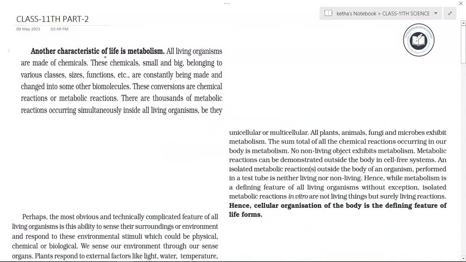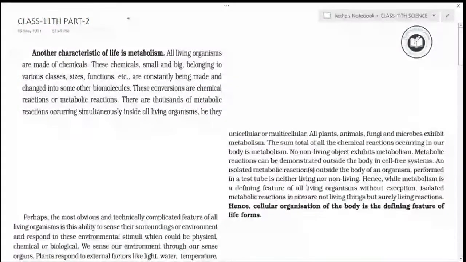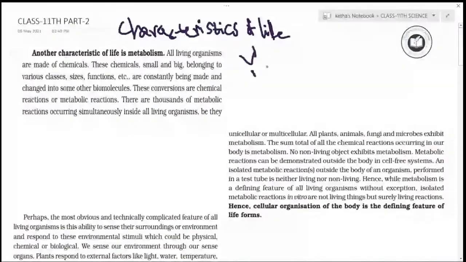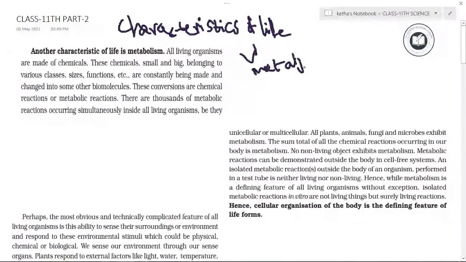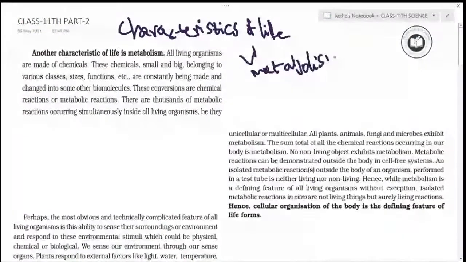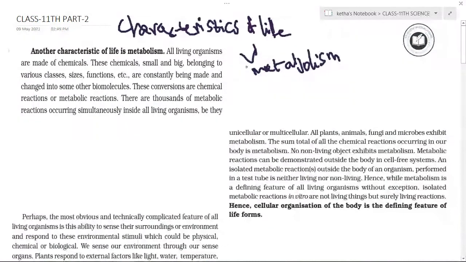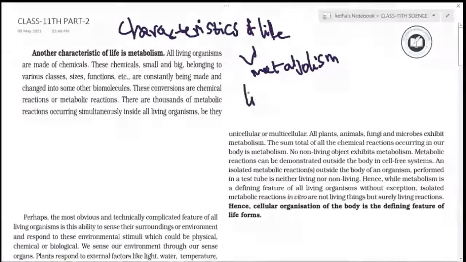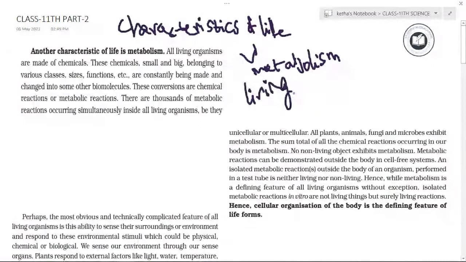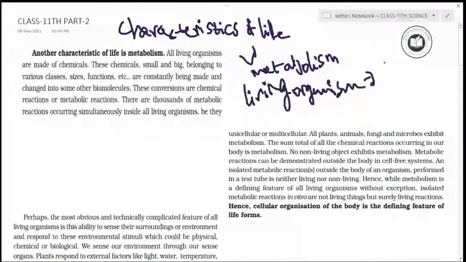Another characteristic of life is metabolism. If we see the characteristics of life, it also includes metabolism. All living organisms are made of chemicals. As we know, living organisms are made up of chemicals.